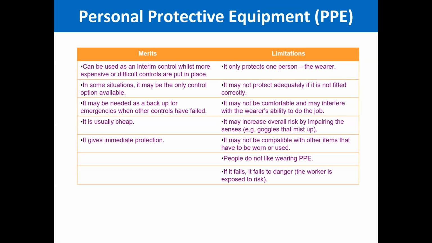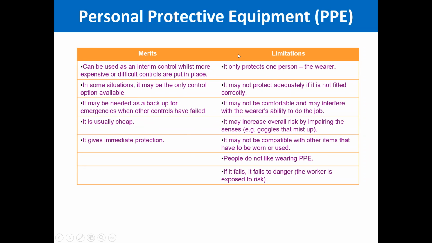For example, in case of H2S, usually we have so many other controls. We have various walls in place. There are alarms in place. We can make sure that the H2S is not leaked. Once it is leaked, then you need to wear personal protective equipment. Sometimes it is usually cheap as well, and it gives immediate protection. And sometimes it is the only control option available.